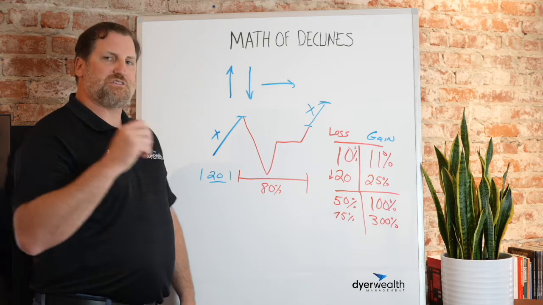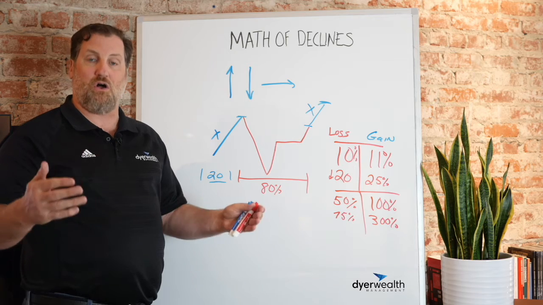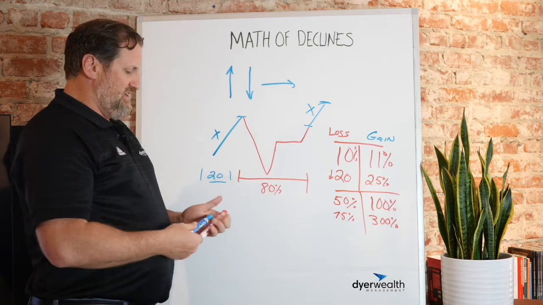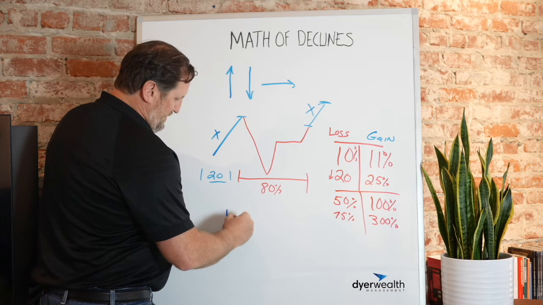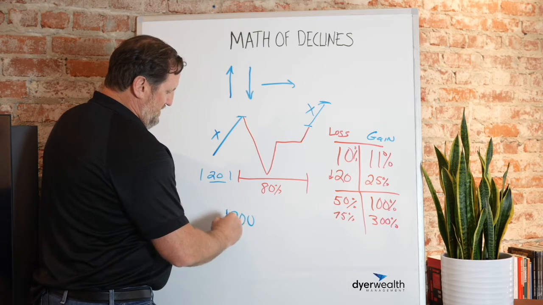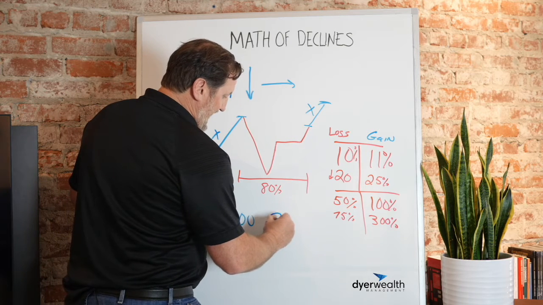But on top of just the gains that are needed to recover, let's talk about how long it's taken to make those gains. So we ran some numbers back to 1900 when they started tracking this data. There have been the average decline.